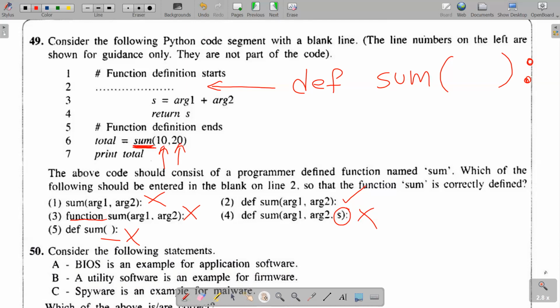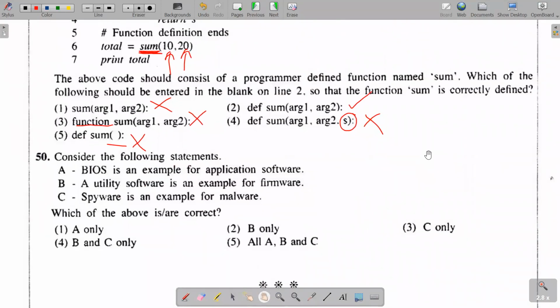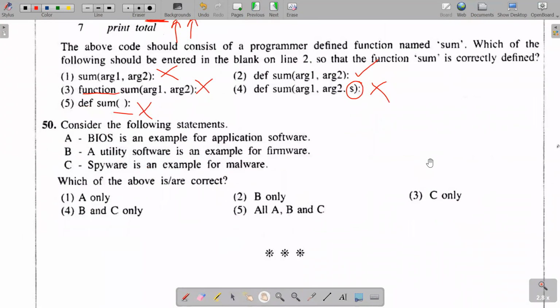Okay, final one. Consider the following statements. BIOS is an example for application software. No, BIOS is not an application software. BIOS is a firmware. Right? BIOS is a firmware. It's a manufacturer's instructions.